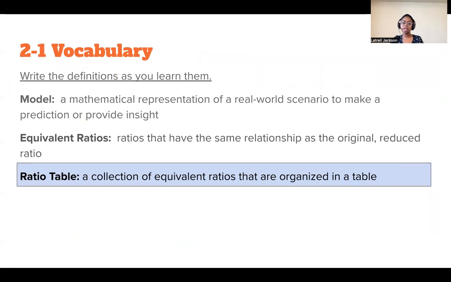We also have another definition that you can write down in your notes: ratio table. And that is a collection of equivalent ratios that are organized in a table. So that's pretty self-explanatory. We were able to do that pretty naturally just to organize our thoughts. And it helped us to see what we were working with as far as our ratios, our proportions, and our numbers.